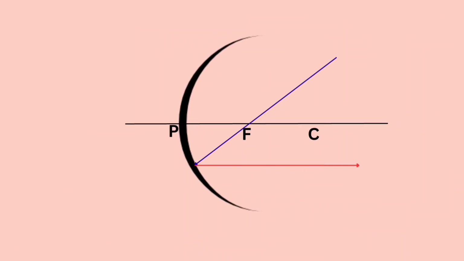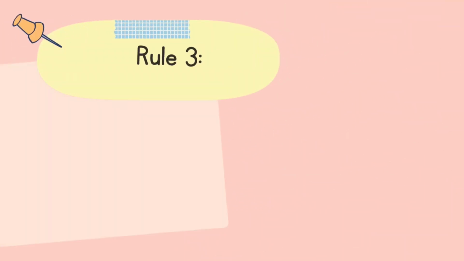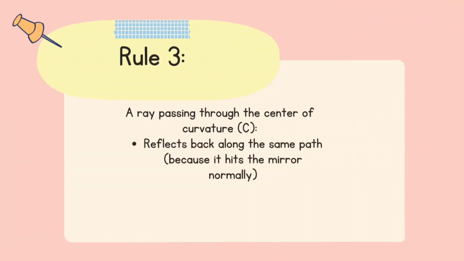When a light ray travels through the focus, F, and strikes the concave mirror, it reflects back parallel to the principal axis. Here, the blue ray represents the incident ray passing through the focus and striking the concave mirror. After reflection, the light ray travels parallel to the principal axis. This reflected ray is indicated by the red ray. Now, let's move on to Rule 3 of the concave mirror.